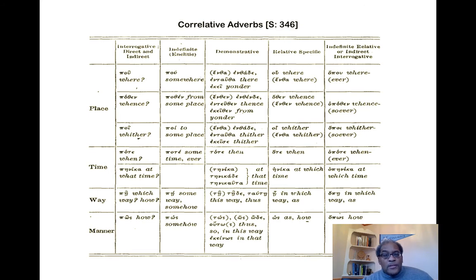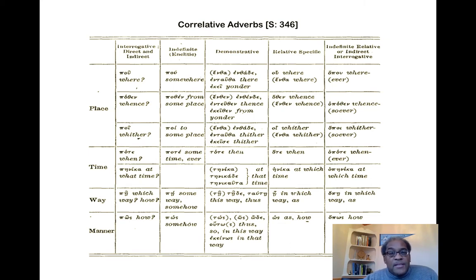And these are even more interesting because you have the interrogatives of place, of time, of way, and of manner. So you ask, where is the dog? Whence has he come? Whither has he gone? Okay. Then pote, when was he here? Okay. Penika, at what time? You don't see that very much, penika. But pe, which way, how did he run? And pos, how, how is he doing? Pos, or how are you going to get to Memphis?